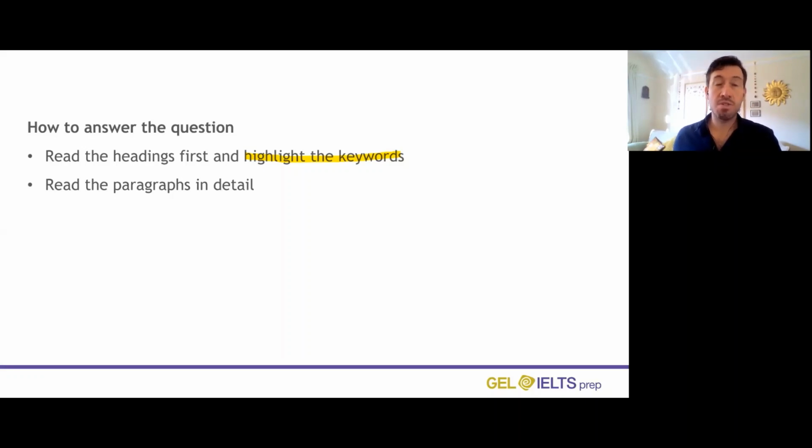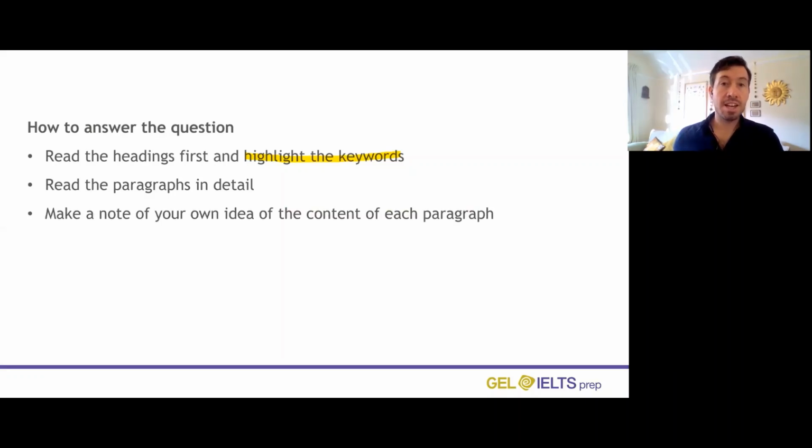When you've done that, you need to read the paragraphs in detail. We looked at this in class 1. So you're reading the first 2 sentences of each paragraph, the last sentence, and then you're quickly skimming some of the most important words in the middle of the paragraph. So you read the paragraphs in detail. And it's a good idea when you've read each paragraph that you quickly make a note of what you think the main idea of that paragraph is. And this will then help you to match it later to the headings. So as I say, it's good to think, what do you think is the main idea in that paragraph?